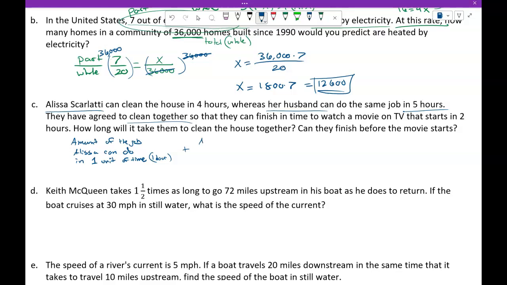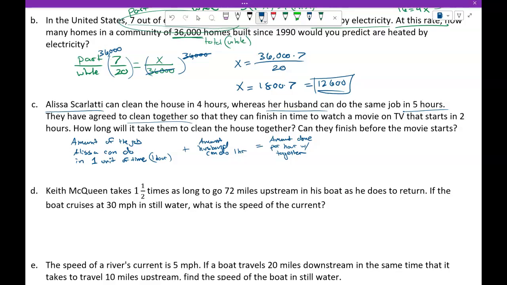And we're going to add it to the amount that her husband can do, again, in 1 hour. And when we combine their work, it's how much of the job is done per hour when they work together. And so that's the general structure of these combined work problems. How much is done in 1 hour plus how much is done in 1 hour equals how much is done together when they work for 1 hour.